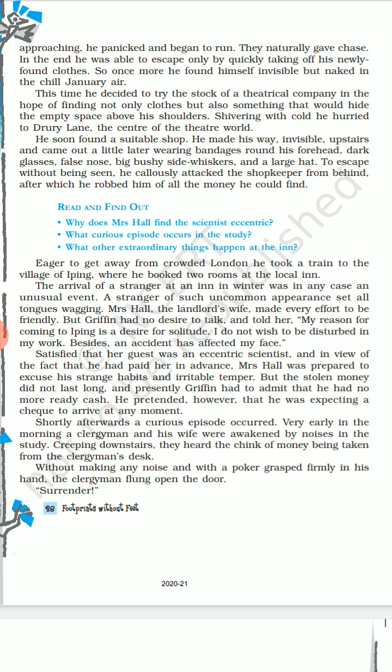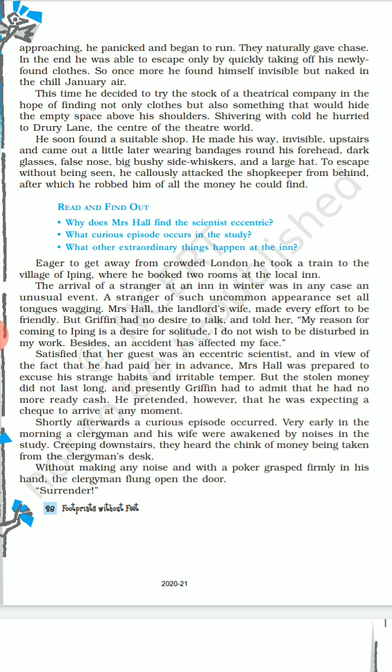So once more, Griffin the scientist found himself invisible, but he was naked in the chill January air. It was very cold, in the middle of January. It was winter and very cool, but once again he found himself invisible but naked. This time he decided to try the stock of a theatrical company in the hope of finding not only clothes but also something that would hide the empty space above his shoulders. Shivering with cold, he hurried to Land, the center of the theater world.